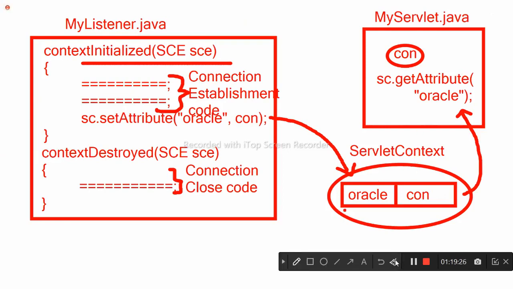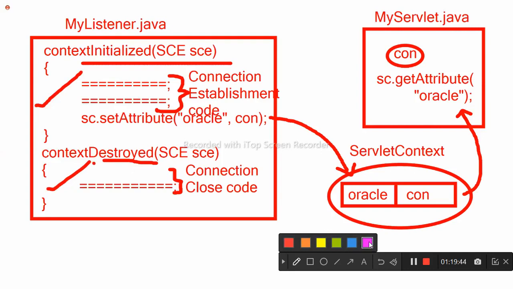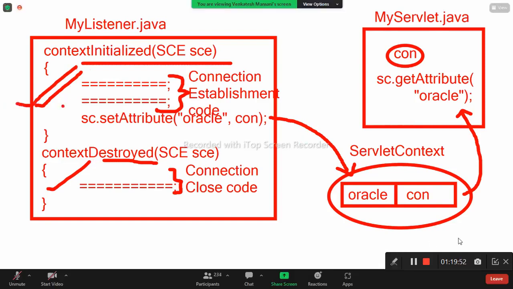When this context is destroyed, whenever the application is undeployed, this context is going to be destroyed. Then that event is passed to the context destroyed method, and the connection is closed. So this total program is executed automatically. We are not going to send any request. When the application is deployed, this method executes. Whenever the application is undeployed, this method executes.